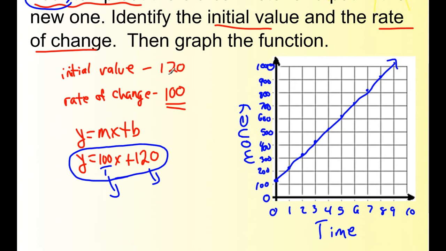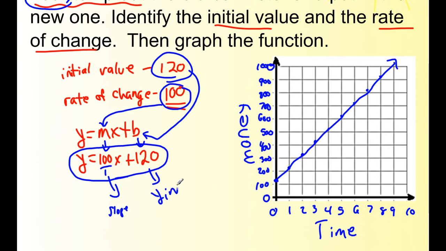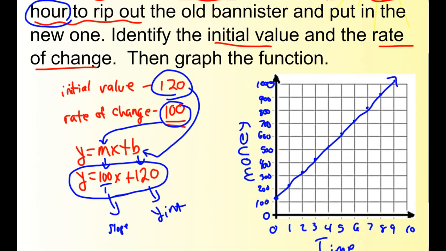So the initial value, still the y-intercept. The rate of change is still the slope. Initial value is where the function starts on the y-axis when the x value is 0. The rate of change is the slope. It's how much change is happening, how much I go up for every time I go over. Like when I go up 5 and over 1, here I went up 100 over 1. That's that rate of change. And that was letter B.